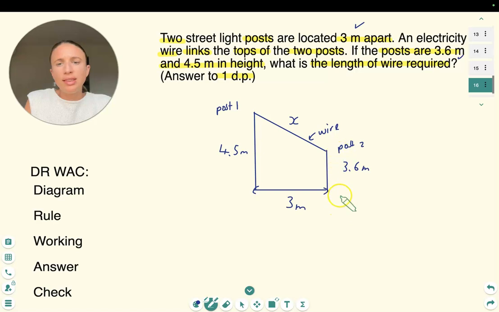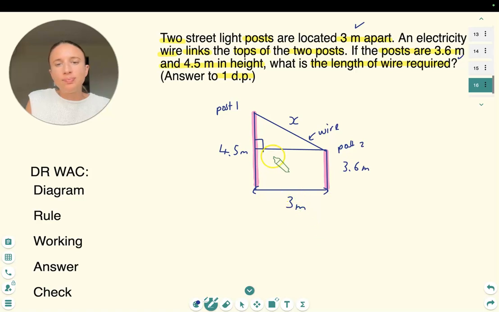Looking at this, I'm given this information for a reason. I'm given this 4.5 and 3.6 for a reason. Let's look at that. Can I find some information using that? I can. What if I drew that line in? That's key to this type of problem. Draw that line in. This is a right angle triangle.